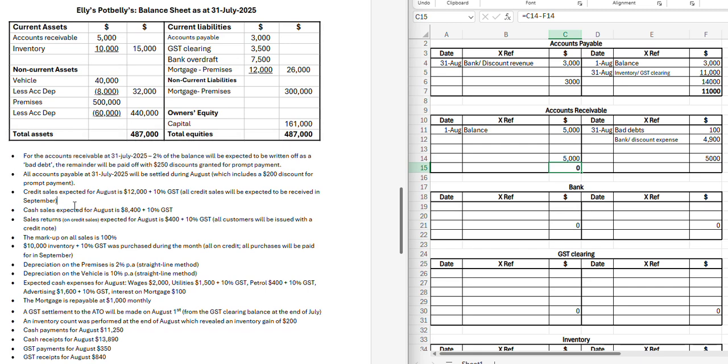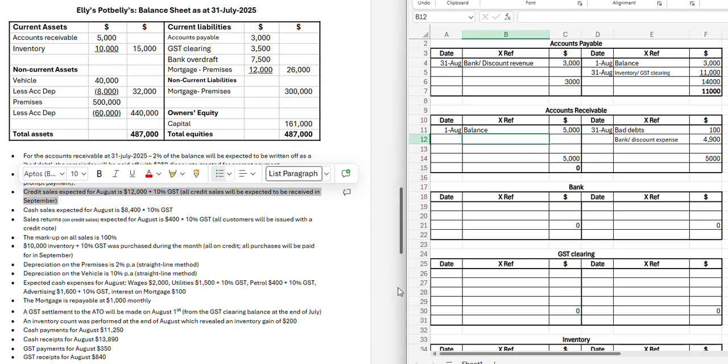Okay, the next thing is if we go down to another third point here, we've got some credit sales forecasted for August, 12,000 plus 10% GST. So these credit sales, buy now, pay later, this is increasing our assets because we'll get a future economic benefit when we receive those funds. An increase in an asset is a debit entry. And again, we need to have reference two accounts here.